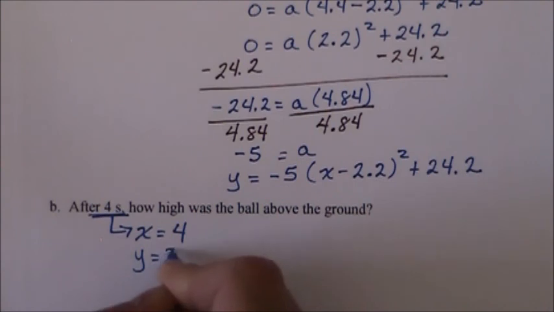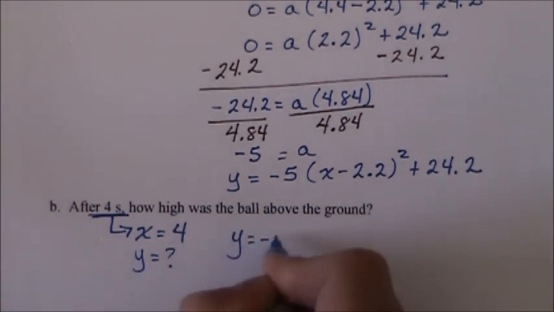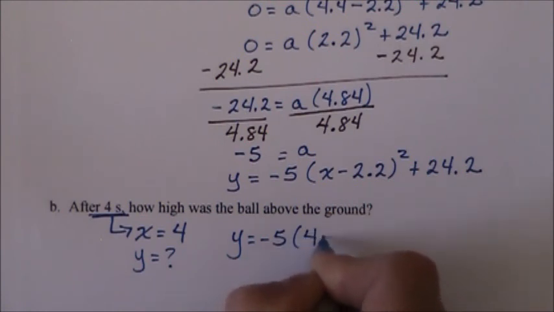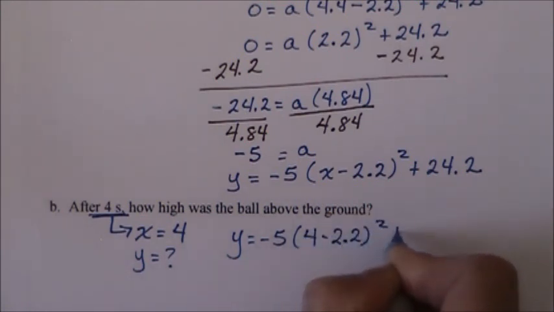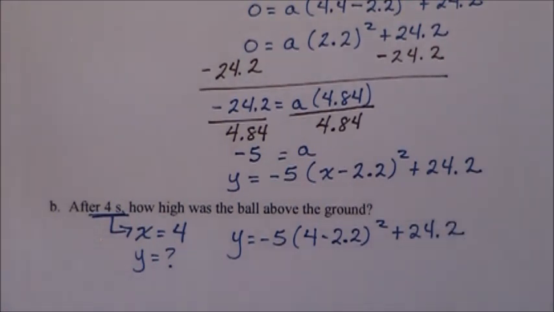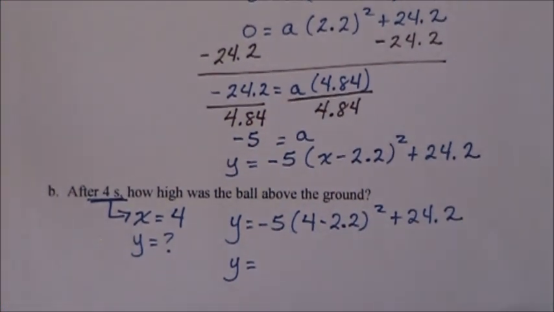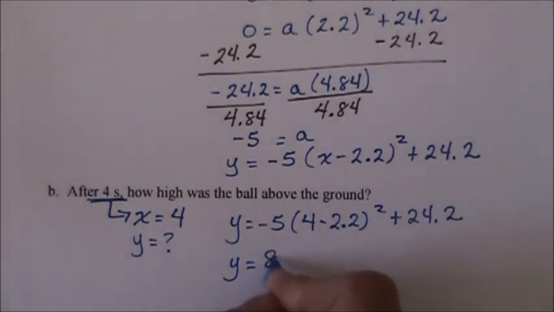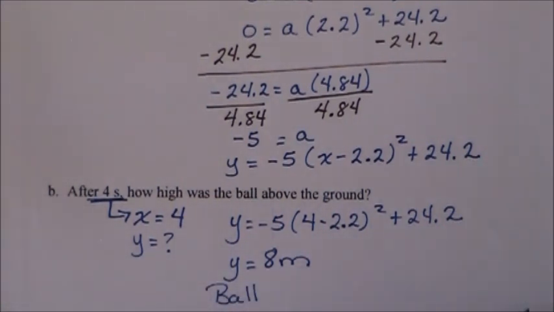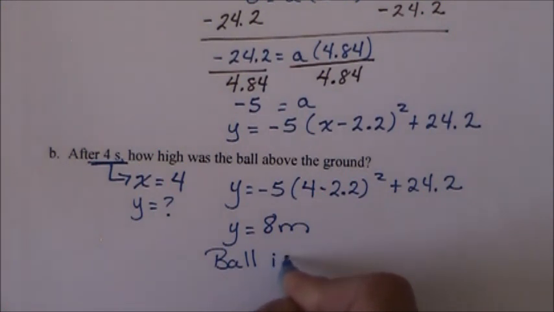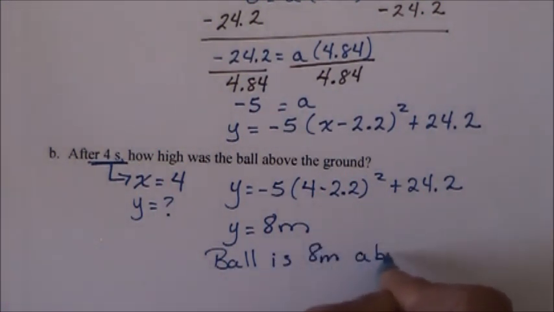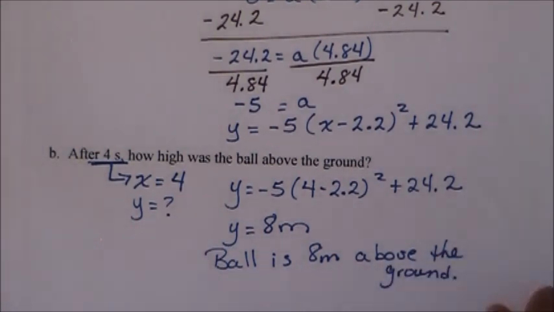So, because remember here we're looking for what is y. So we have y is equal to -5(4 minus 2.2) squared plus 24.2. This you can actually put into your calculator all in one step. And as you go to put it into your calculator all in one step, you get an answer of 8 meters. So we have the ball is 8 meters above the ground as our final answer.